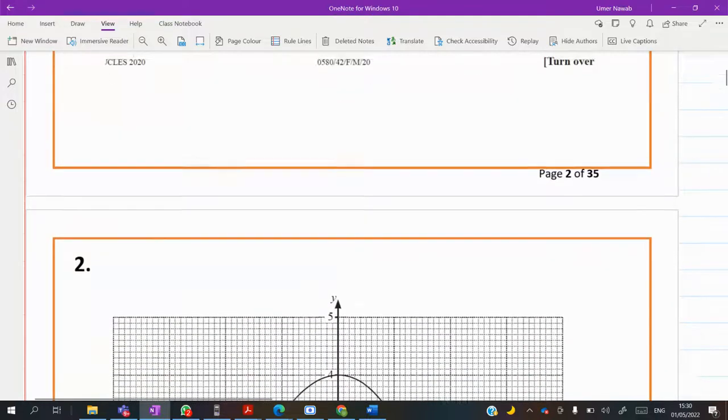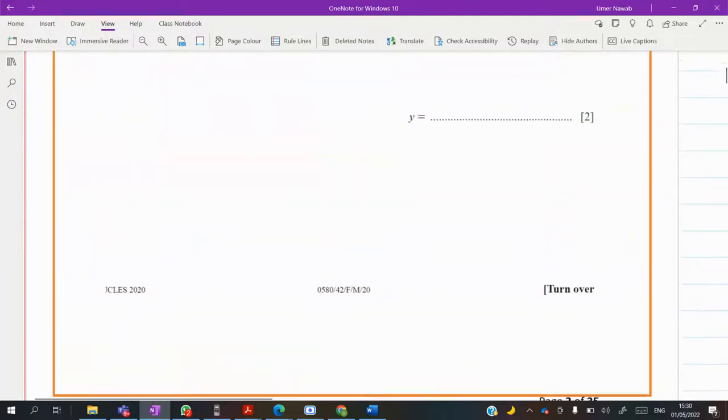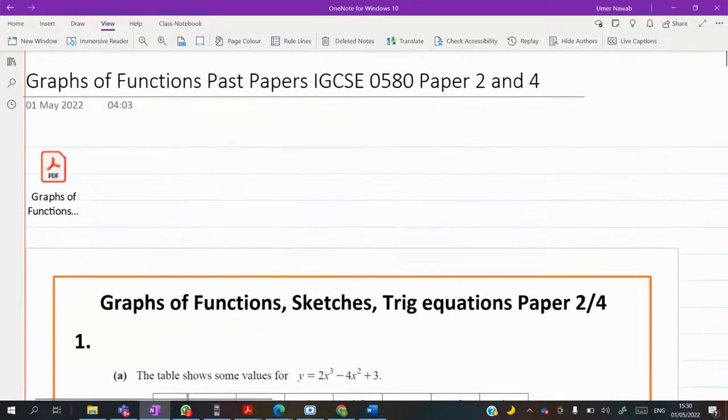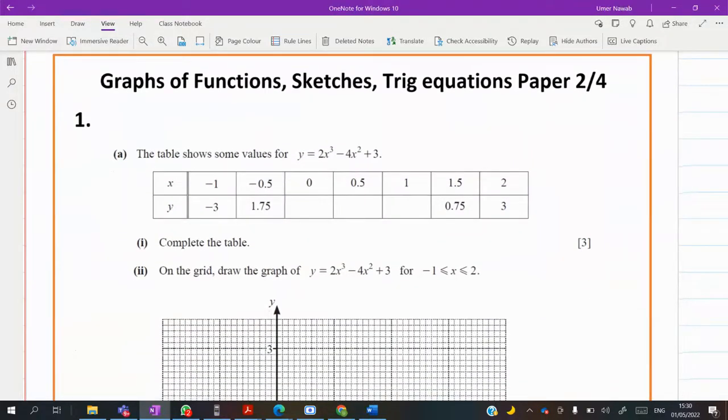So I have compiled some of the recent questions that came on graphs of functions, and I will try to give you some tips from the calculator, as well as how to draw the graph, how to get the information from the graph, and how to verify some of the answers which you get from the graph using the calculator. All these things I'm going to explain in this video to you.